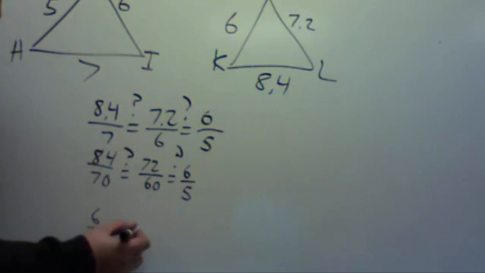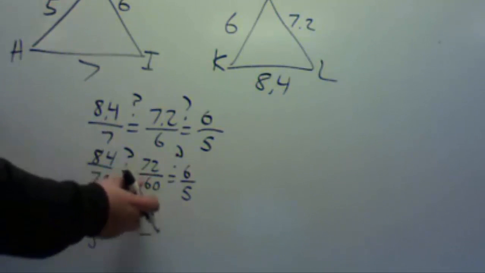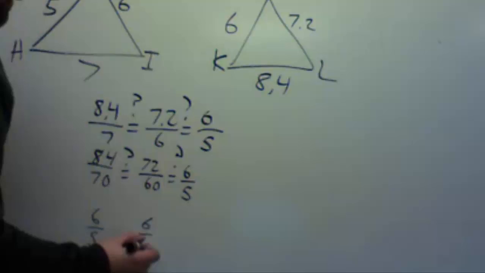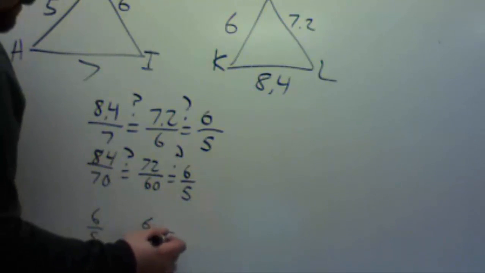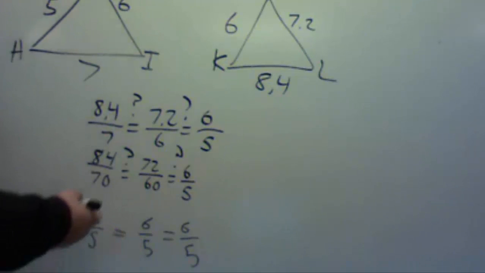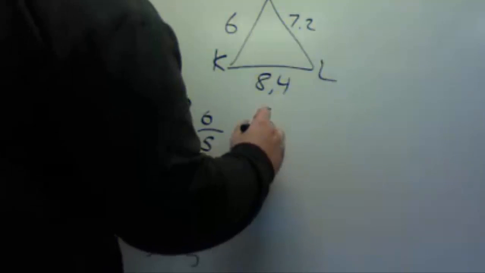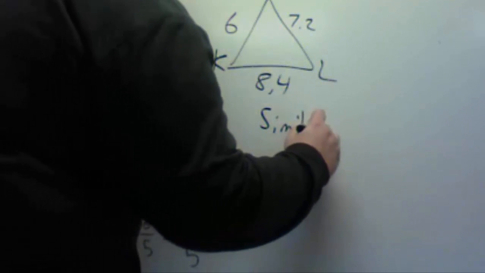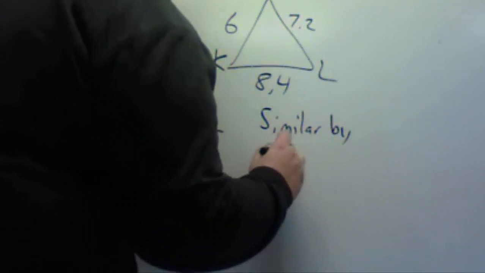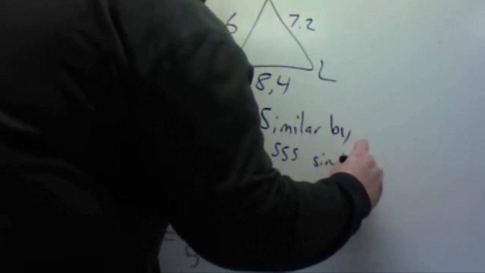The middle one, how many times does 72 get divided by 6? Well, 6 can go into 72 12 times. 60 divided by 12 is 5. So if I simplify all of these here, I get 6 to 5, 6 to 5, 6 to 5. So I know they're similar by the side, side, side similarity theorem.